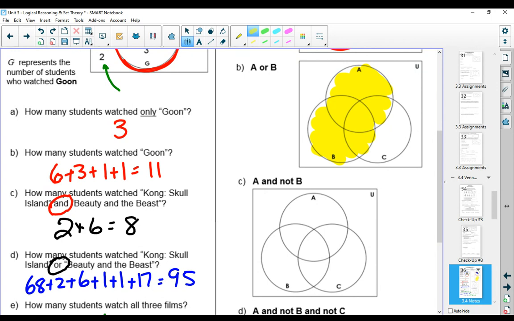If I'm looking at A and not B, that means everything that's in A but not in B. Well, everything that's in A is here. But I need to erase everything that's not in B. So that would take out all of this piece here. So in the end, the part that is A and not B is just this piece here.